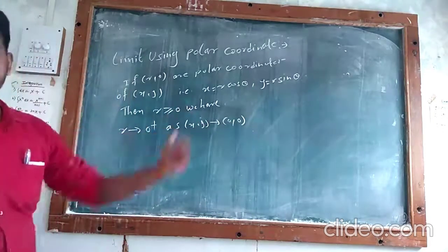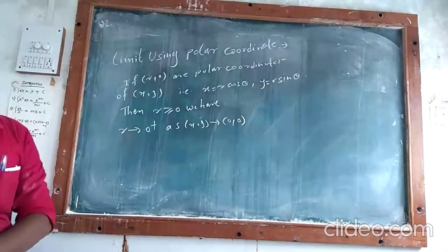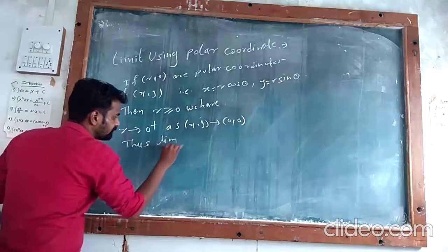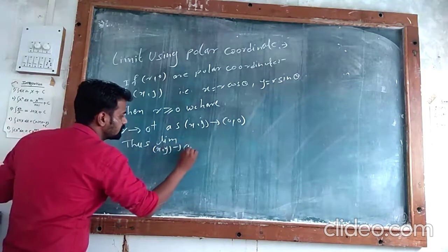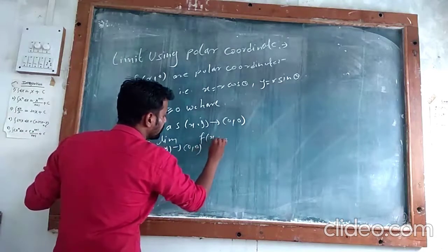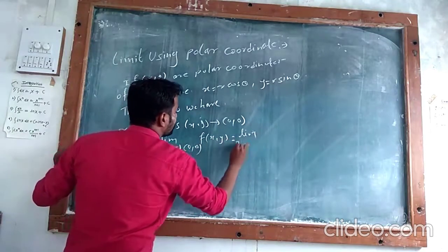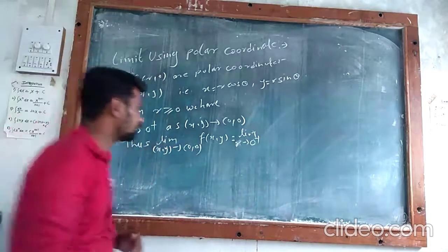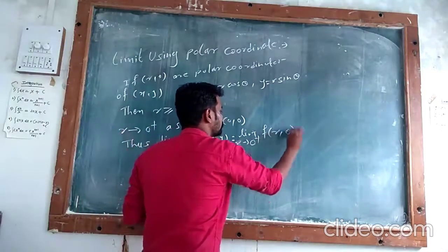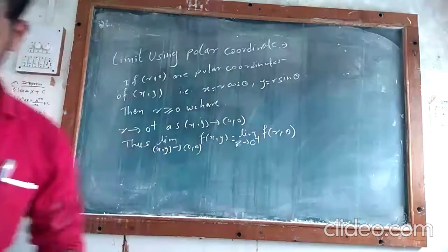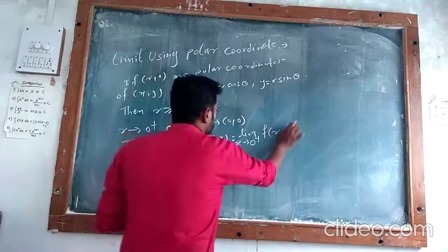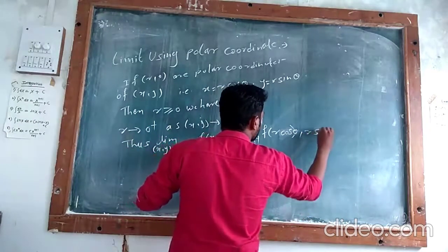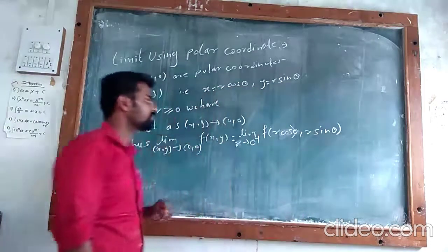म्हणजे ज्याला xy 0 0 जातील त्याला r कुठे टेंड्स होणार आहे 0 प्लस. Thus, limit as (x, y) tends to (0, 0) of f of (x, y) is equal to limit as r tends to 0 plus of f of (r, theta), that is f of r cos theta and r sin theta, because x is r cos theta and y is r sin theta.